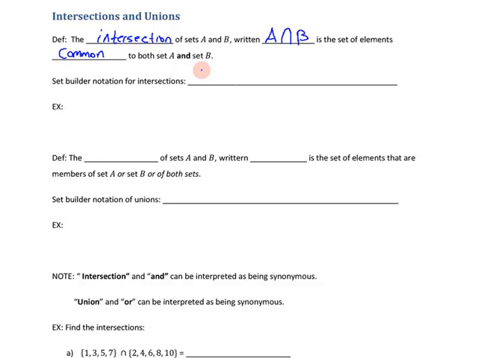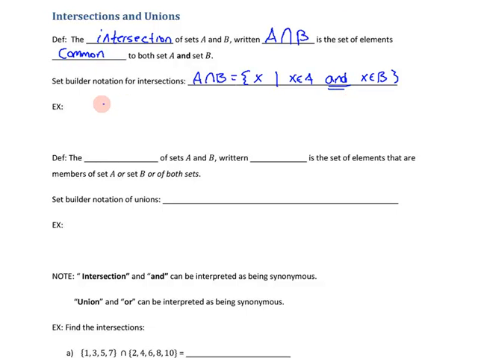Okay, so the set builder notation for intersection looks like this. A intersect B, by definition, is the set of all elements X such that X is in A and X is in B. Notice intersection and "and" turn out to be connected in this way.